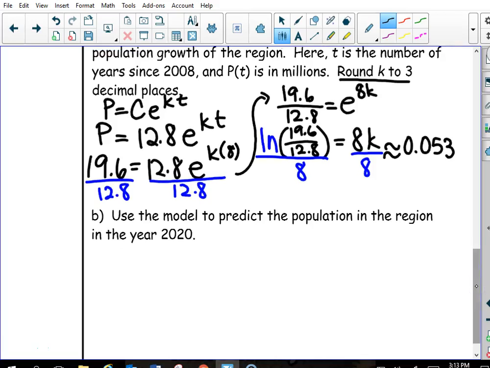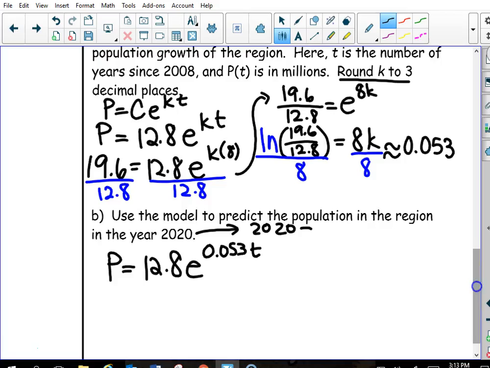So let's go ahead and write our model. P equals 12.8, our starting population, e to the 0.053 times t. And we're going to plug in, we want to know the population in 2020. So 2020 minus our starting year, which was 2008, gives us t equals 12. Okay, so we're just going to plug in that number and calculate, and we will find the estimated population in 2020.